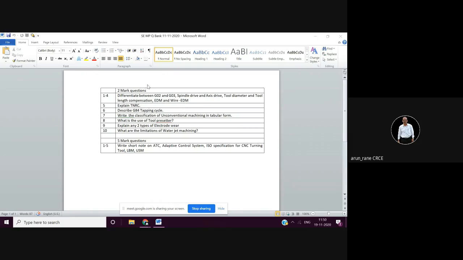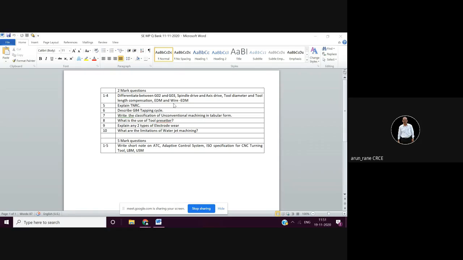Now G02 and G03, you can write down, and these are very simple. You can write it offline also. G02 is nothing but your clockwise interpolation. G03 is nothing but counterclockwise rotation. That's all. One mark done here. कोई बड़ी बात नहीं है.